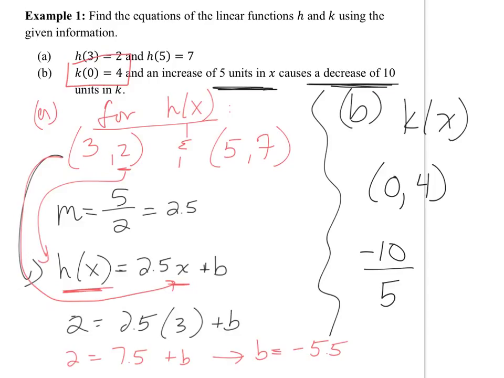A change of 5 units in x produces a decrease in 10 units of k. Well, k is really like your y, k of x. So y goes down by 10 when x goes up by 5, change in y over change in x. So here's your slope, and here's your y-intercept. So you can just write your answer, k of x equals negative 2x plus 4. This is really your y-intercept.